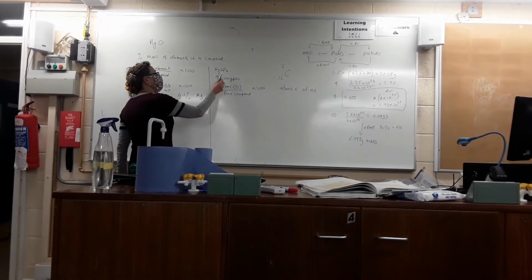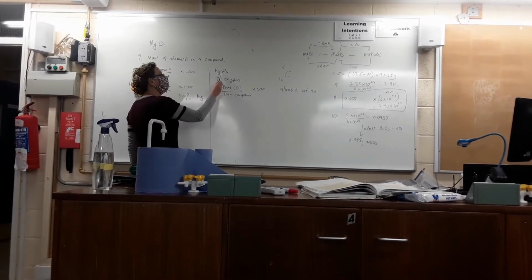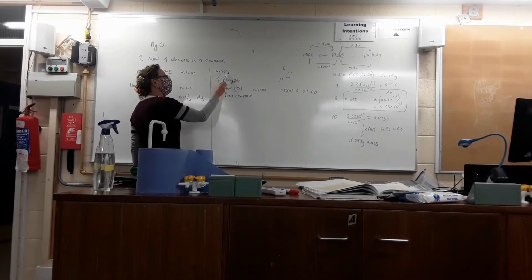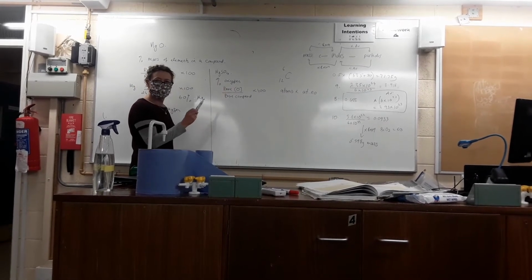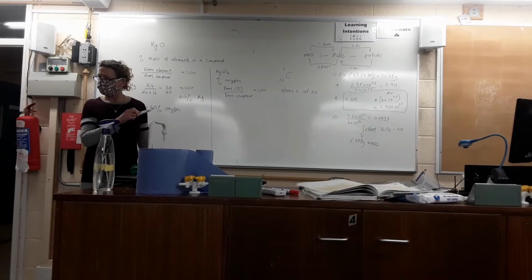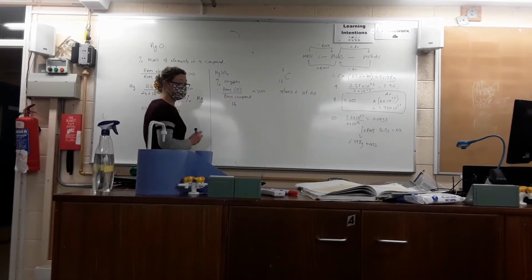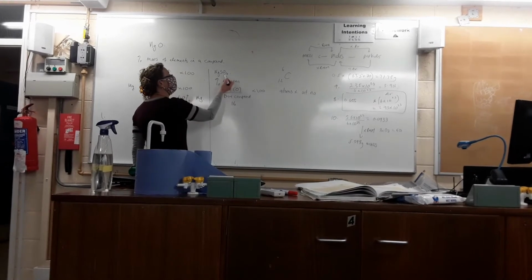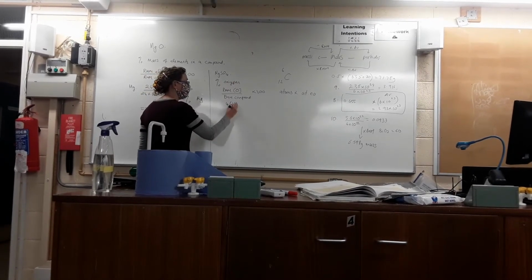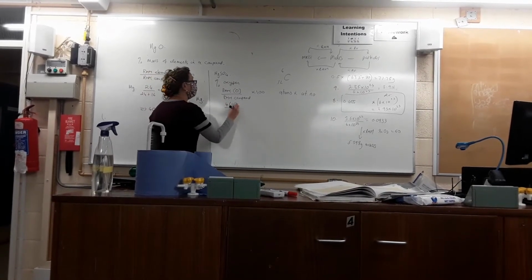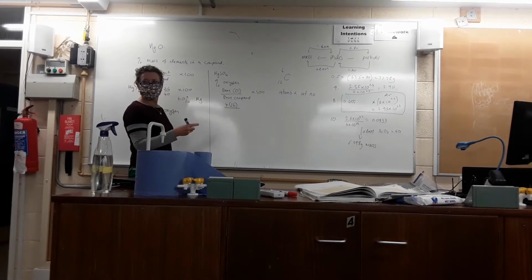Now look at your formula. Your formula is very important. In magnesium sulfate, you've got 4 oxygens. So that means you must take that into account when you're finding the percentage. So the relative mass of oxygen is 16, but you've got 4 of them. So I need to multiply that by 4. And then I divide by the relative molecular mass of the whole thing.